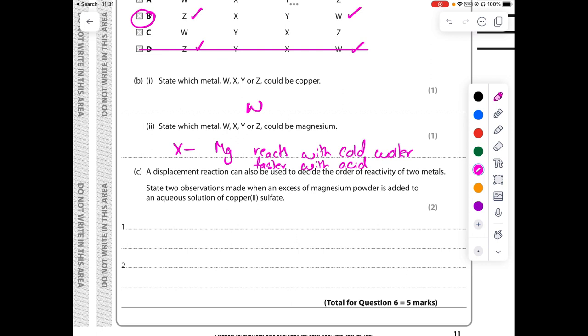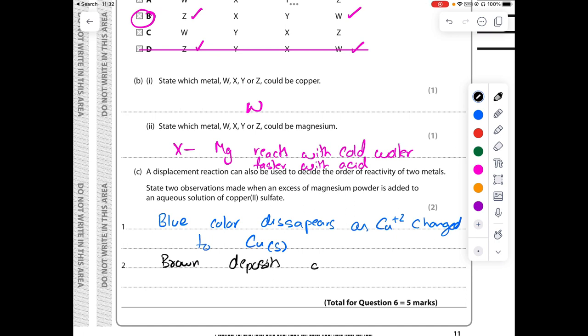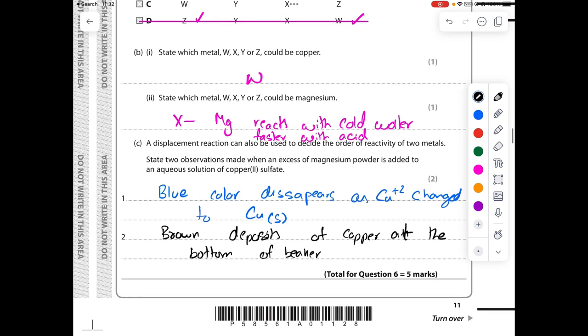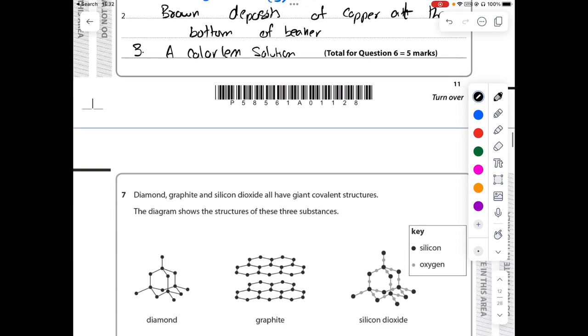A displacement reaction can also be used to decide the order of reactivity of two metals. State two observations made when excess magnesium powder is added to an aqueous solution of copper sulfate. The first one is the blue color disappears as Cu2+ changes to Cu solid. Then brown deposits of copper at the bottom of the beaker. Then you can further write, a colorless solution is also formed. These are the three observations for displacement reaction.